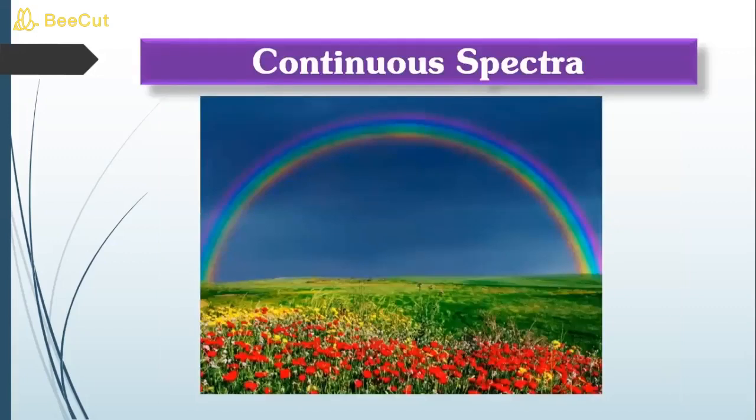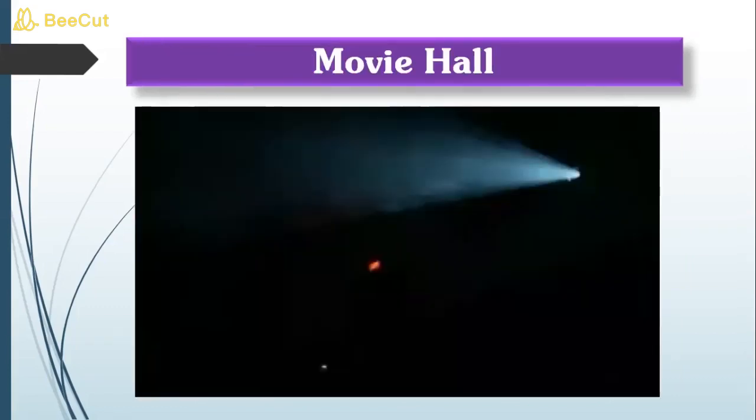Can you see something on the screen? What is this? Wow, it's a rainbow! And this is how the kids get excited when they see a rainbow. But according to chemists, it is called a continuous spectrum. Do you all know how this happens? I've seen the path of the light in the movie hall. Can you guess why this is happening every time you go out to watch a movie?